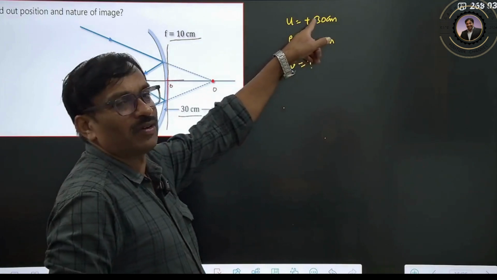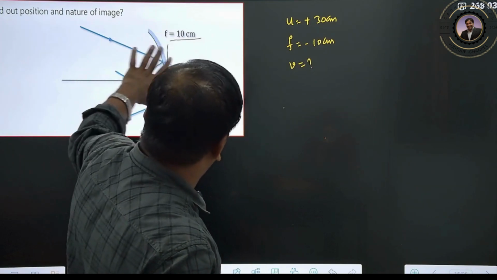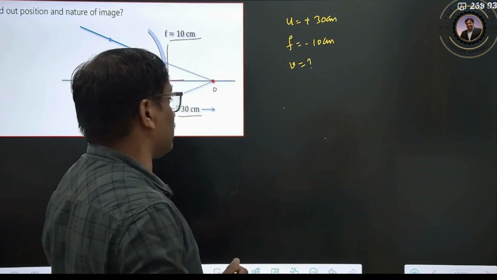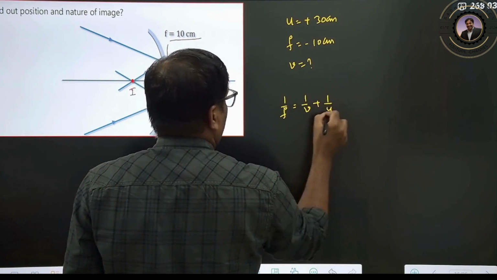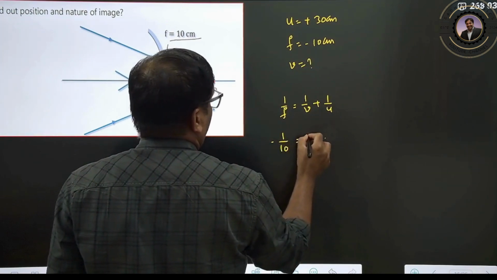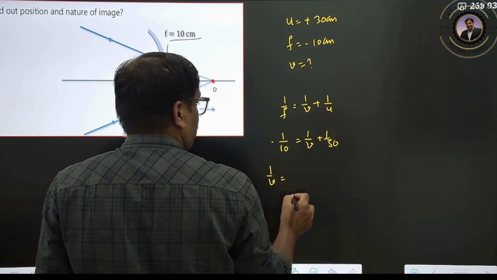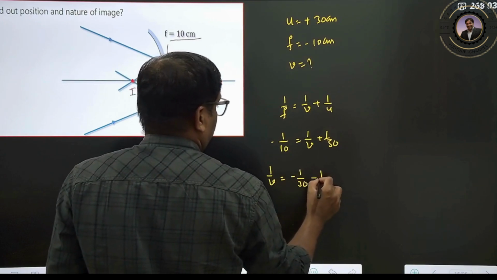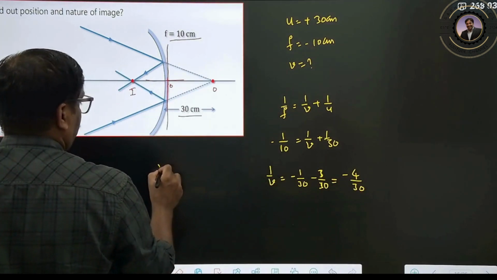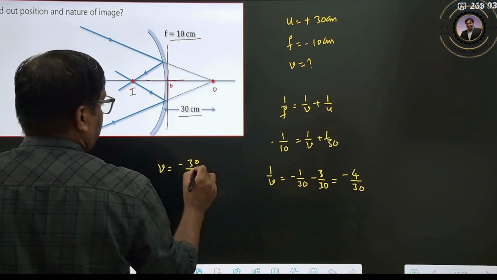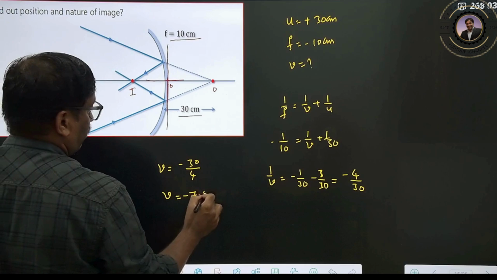Most of the time, the object distance is negative when the object is kept on the left side. But here converging rays are forming, that's why the object distance is taken as positive. Therefore use the mirror formula 1 by V plus 1 by U. So 1 by 10 minus, therefore 1 by V plus 1 by 30. 1 by V is equal to minus 1 by 30 minus 1 by 10. Therefore 3 by 30 minus 4 by 30. Therefore V is equal to minus 30 by 4, which is 7.5. V is equal to minus 7.5 centimeter.